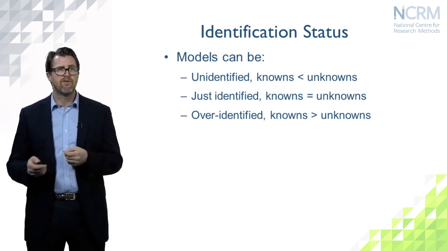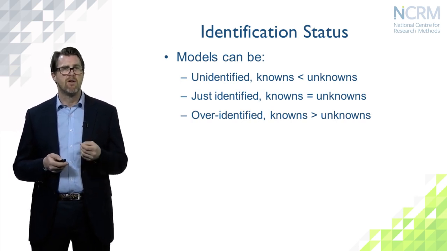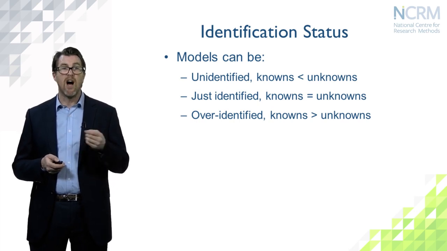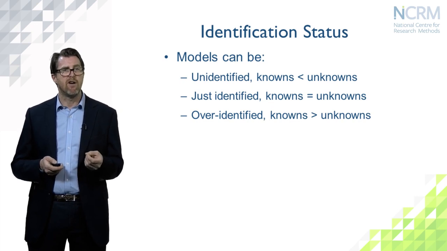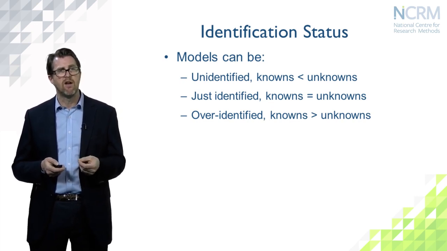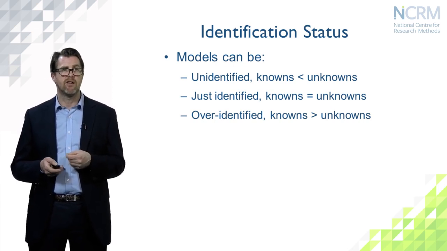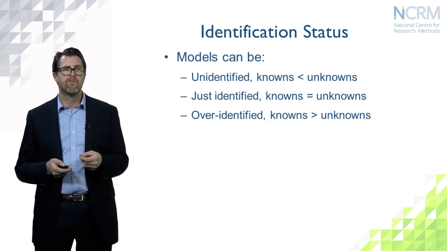Models can have different identification status. A model can have, as we saw a moment ago, more unknowns than knowns. That means that it's unidentified. We can't produce unique values for the unknown parameters. So that's an unidentified model.